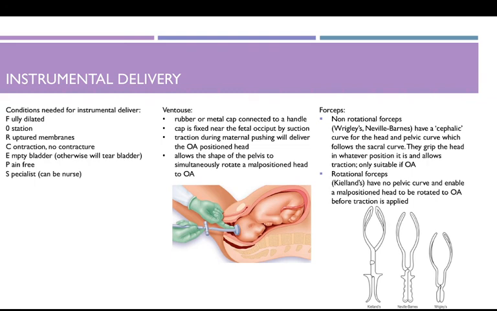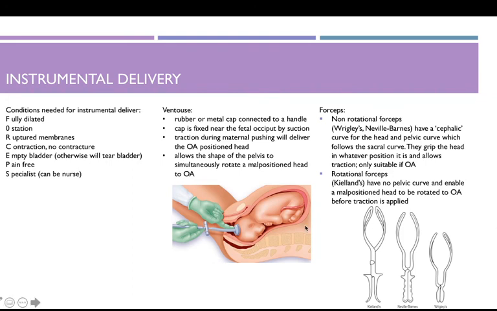Okay, instrumental delivery. The conditions needed for an instrumental delivery are being fully dilated, for the fetal station to be 0, you need to have ruptured membranes, an empty bladder, otherwise the bladder will tear, you need to be pain-free, and you need a specialist to be carrying it out. So there's 2 types of instrumental delivery.